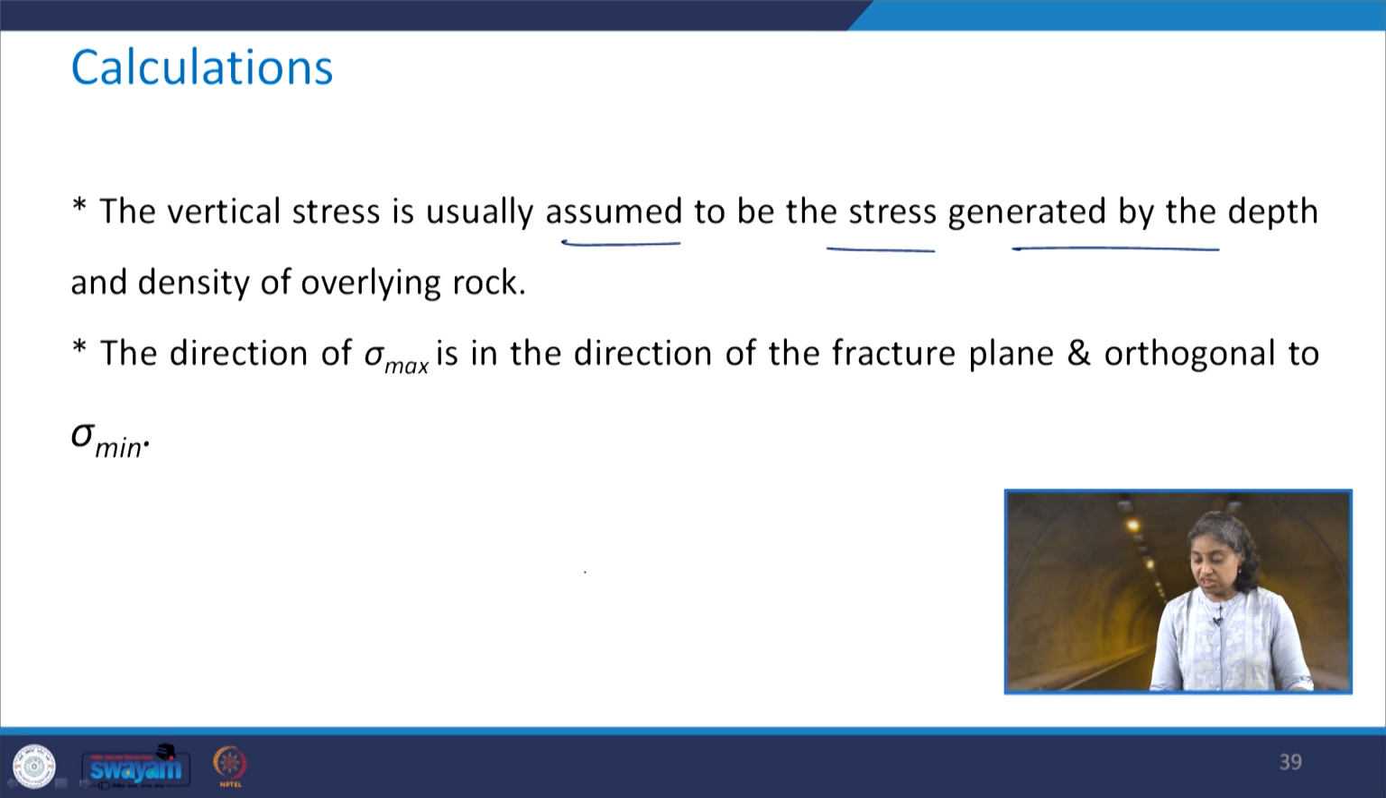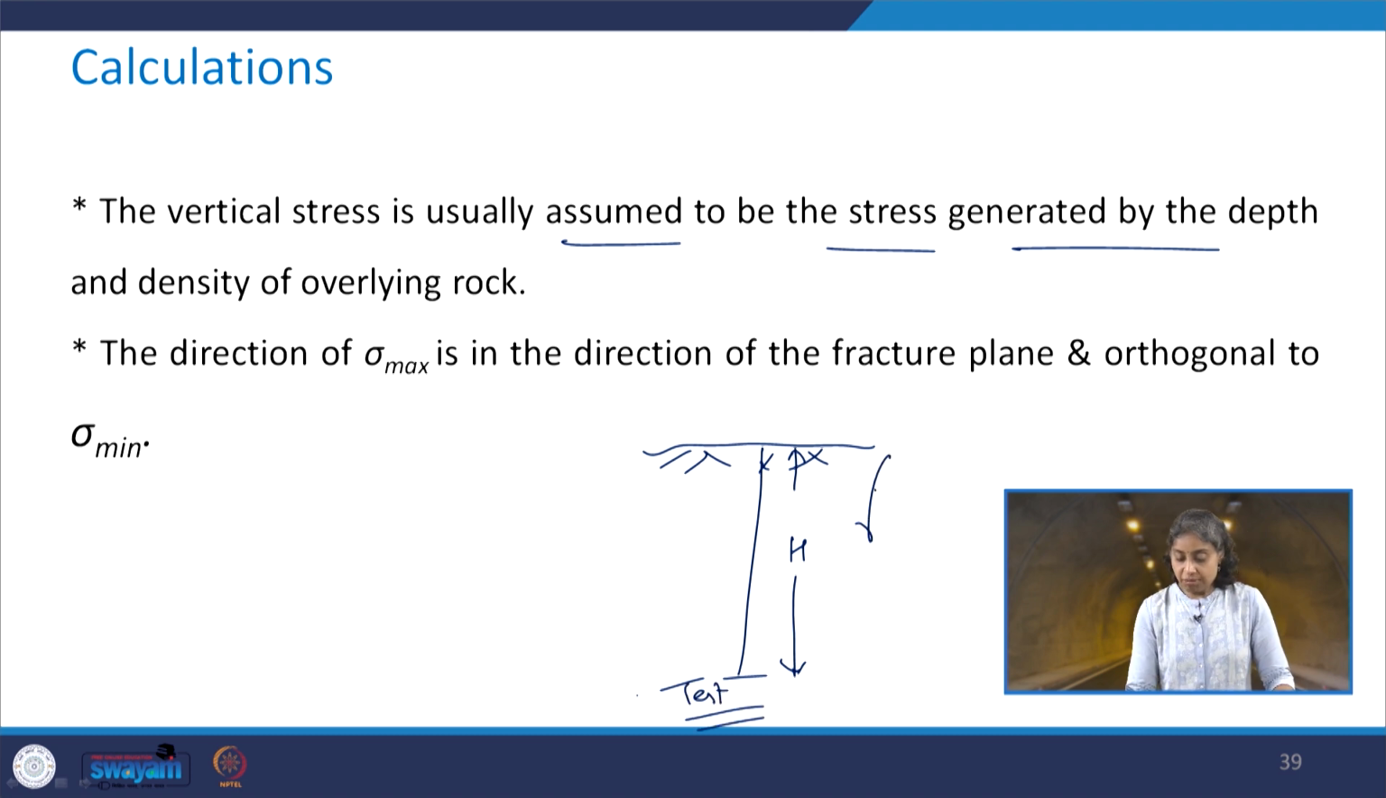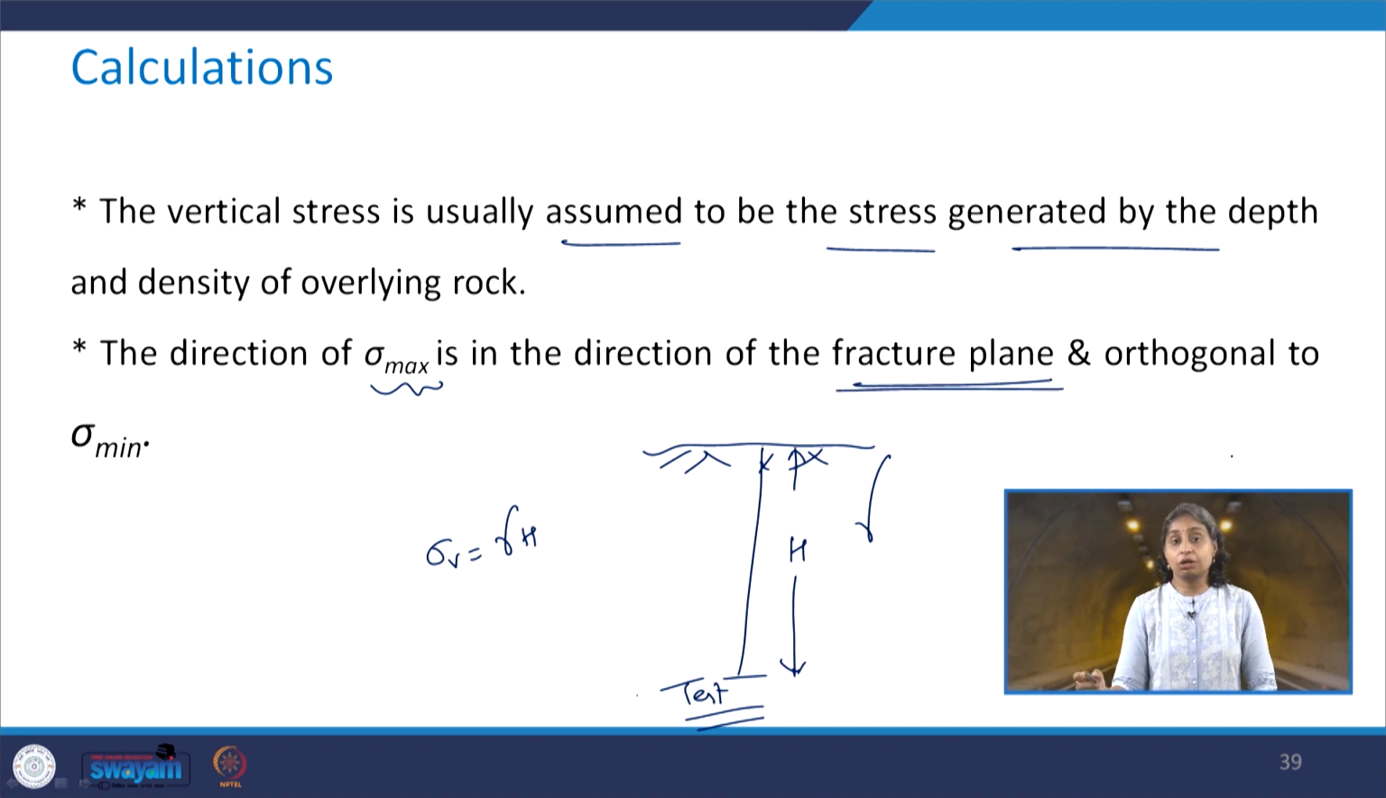So, as I mentioned to you, let us say if this is the rock surface, and below that at say H, you are conducting the test. So, the test location is here. So, gamma be the unit weight. So, you will have here the vertical stress sigma V as gamma into H. The direction of sigma max is in the direction of the fracture plane, and it is orthogonal to sigma minimum.